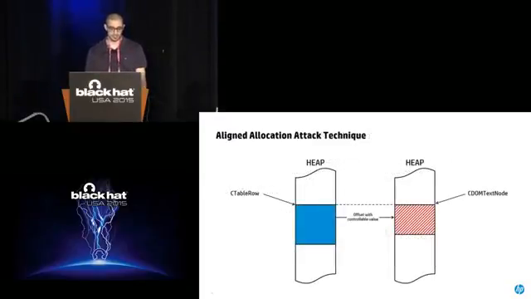So in this graph, I have the CTableRow object, and up front we have the CDOMTextNode. Both are isolated. In this specific example, we're freeing the CTableRow, and we're overriding it with the CDOMTextNode, which is smaller in size. Basically, we chose the CDOMTextNode because at a specific offset, it contains a value that we can potentially control or partially control.